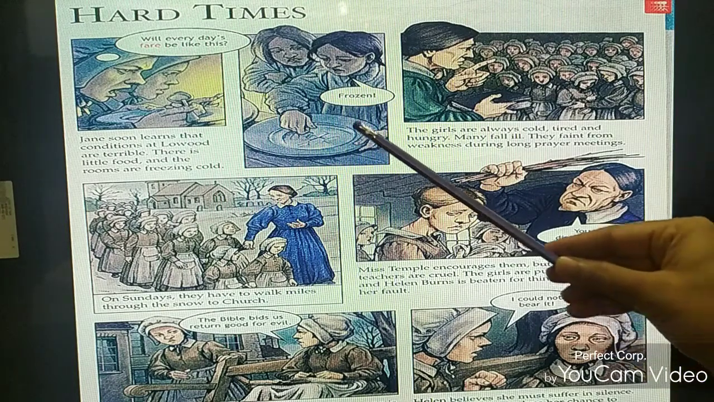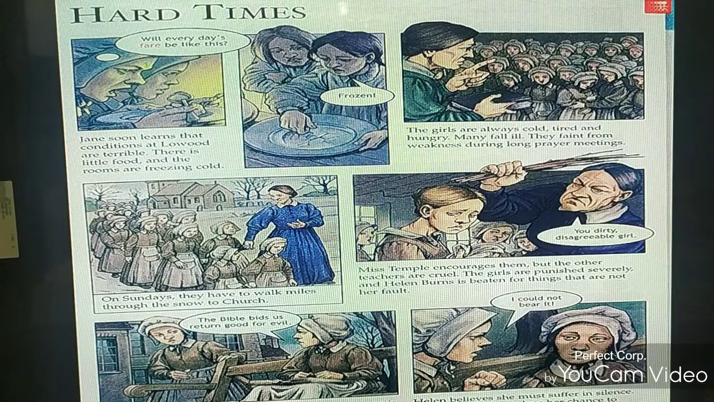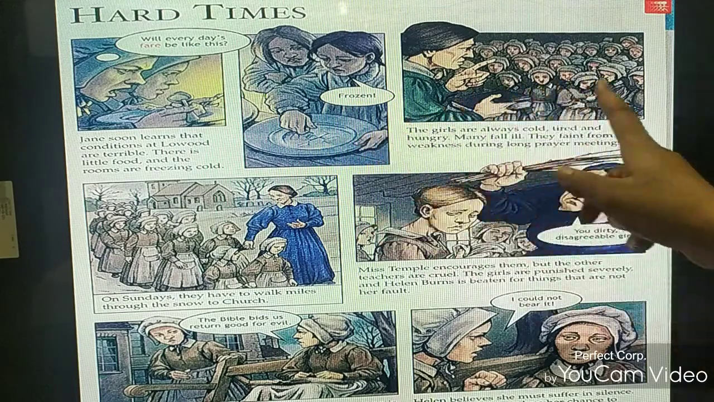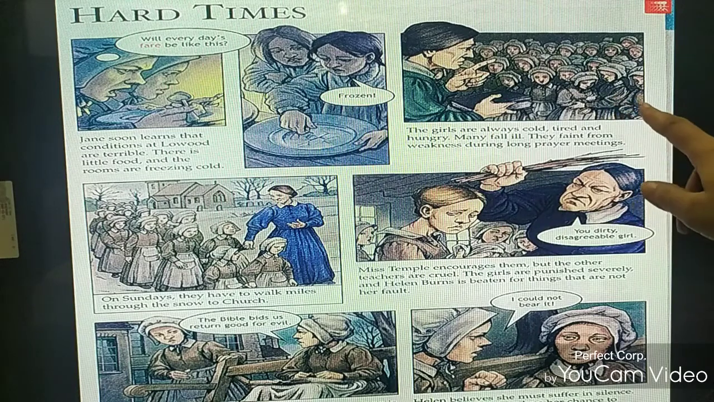Now here this picture shows frozen food. In our second and third pictures, the author shows a painful picture of the orphan girls who had to eat frozen food, and due to this so many girls always fell ill, tired, and not only this, because of less eating and taking long prayers, they sometimes faint and feel dizzy in school. So this is all showing that girls are terribly tired and feeling dizzy just because of less food and cold.